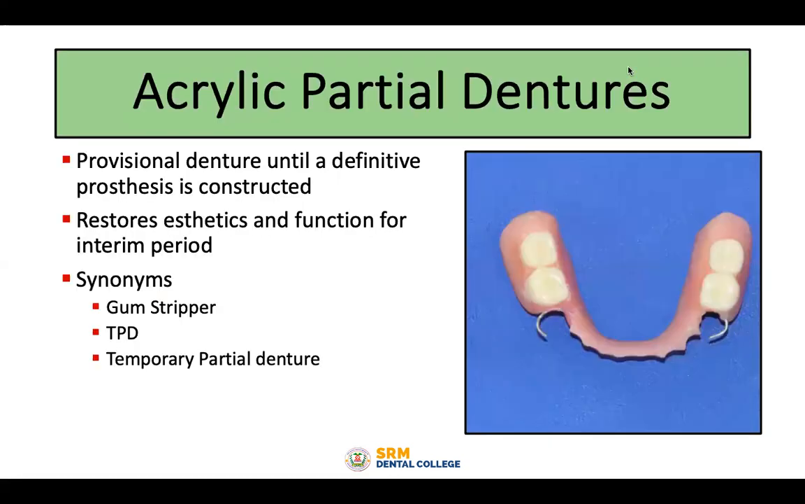Acrylic partial dentures are provisional dentures given to patients until a definitive prosthesis is constructed. They restore both aesthetics and function for an interim period, and they have been widely used, especially in our Indian scenario. They are commonly called gum strippers, temporary partial dentures, or TPD.